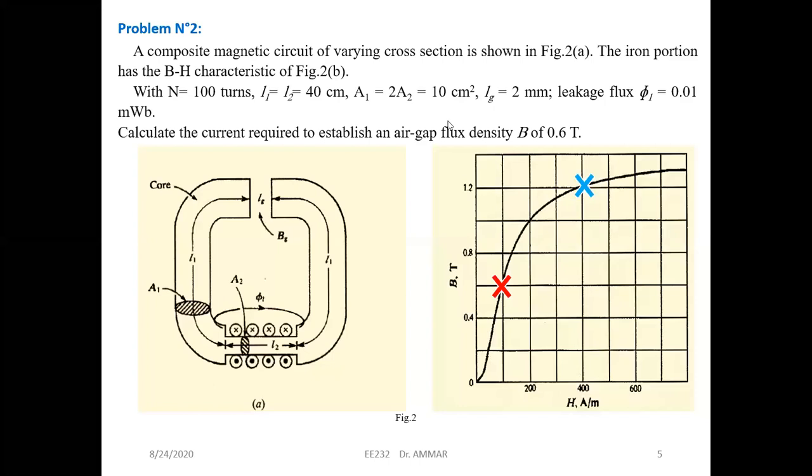Okay, so problem number 2, a composite magnetic circuit.